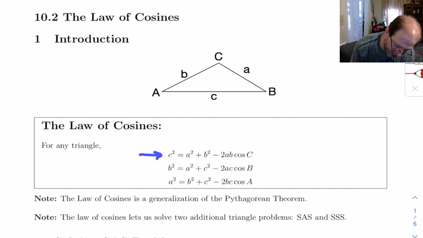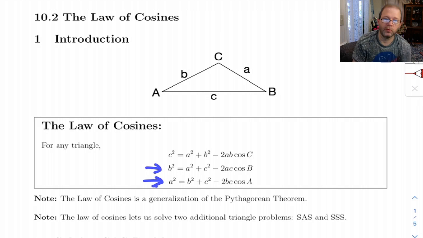The top one says c squared equals a squared plus b squared minus 2ab cosine C. And the other two forms are really just the same, but we've rearranged which variables are where. But notice on all of them, the variable you have over here is the same as the angle. And whatever your variables are here, those are the two that are multiplied together there.